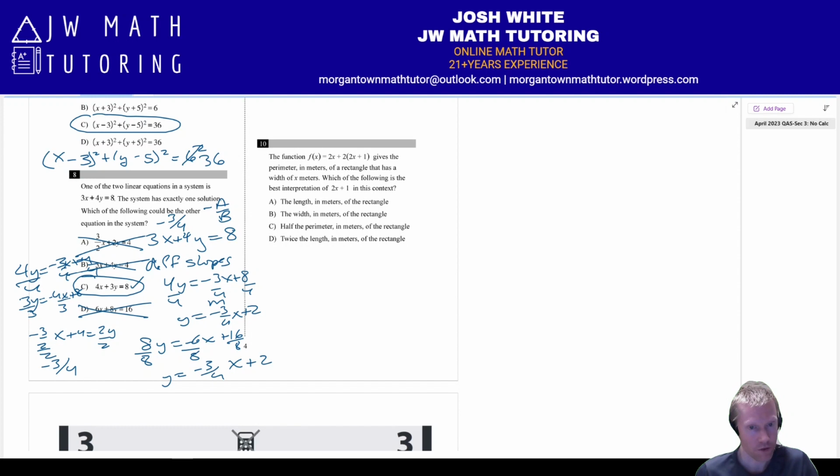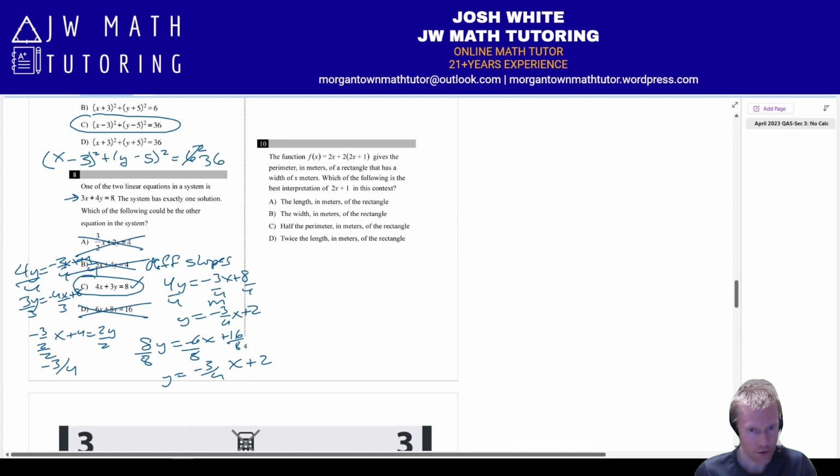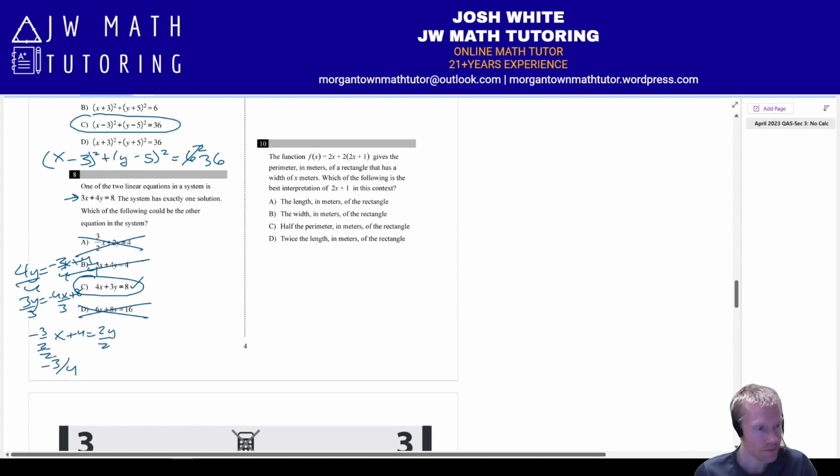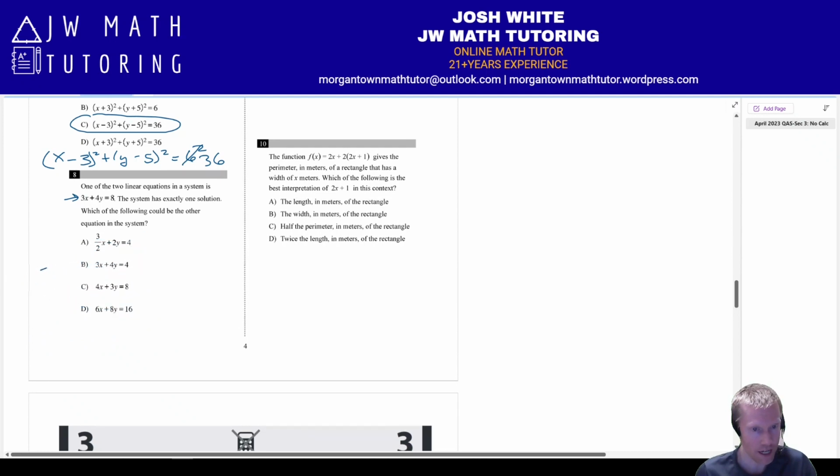So that's one way to check: we're looking for different slopes between the given line right here and whichever one is our correct answer. Now, just to clear out some room, an alternate way that we could do this, which is usually helpful when they're in standard form, is to look for different multipliers on the x and y terms.